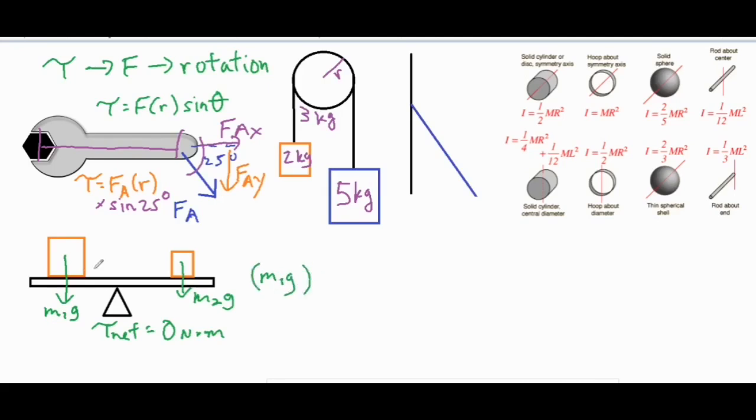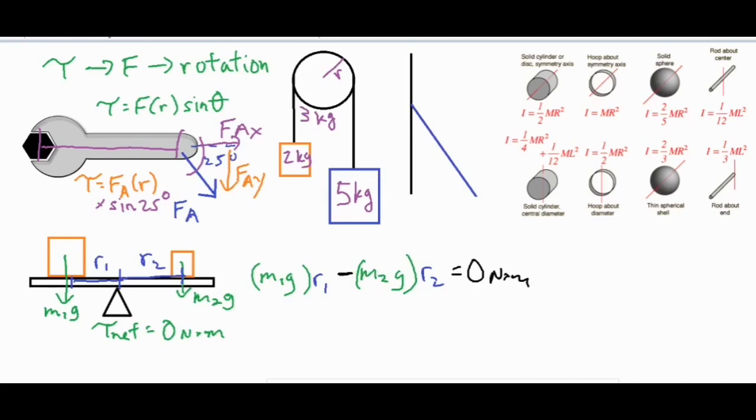M1 G times that lever arm. So maybe we'll call this lever arm R1, and then maybe we'll call this lever arm R2, minus our M2 G times R2 would equal 0. Which basically means that these two are equivalent to each other once you add this one to the other side.